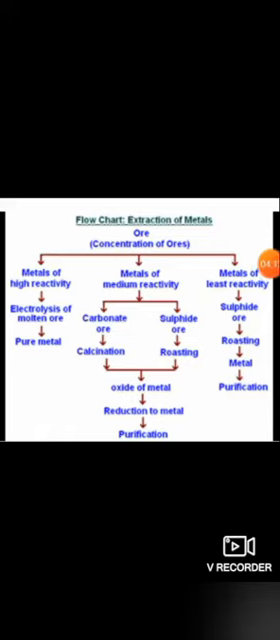Now, as I told earlier, pure metals or elements can be obtained from compounds by using two principles, extraction and isolation. So this is a flow chart showing the extraction of the metal. You can go through this.